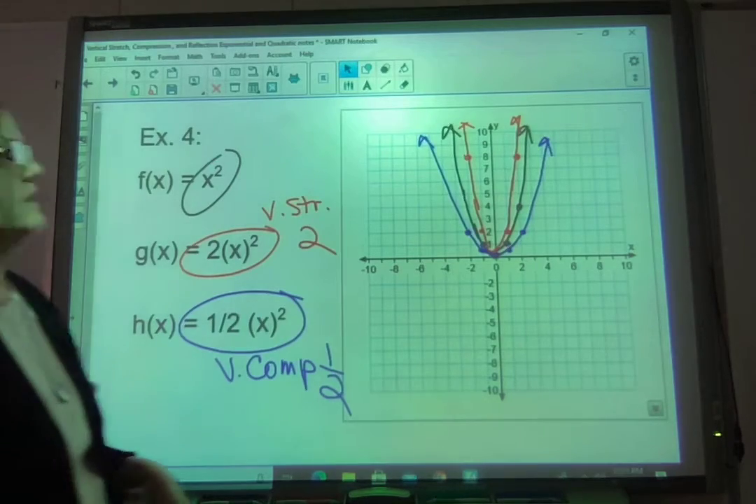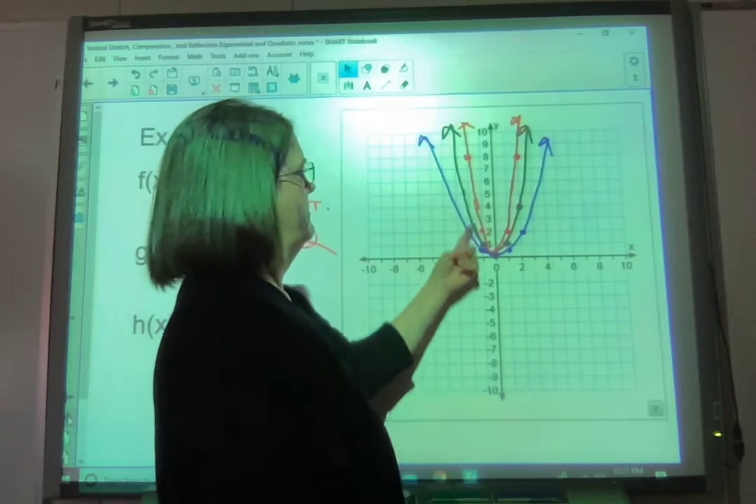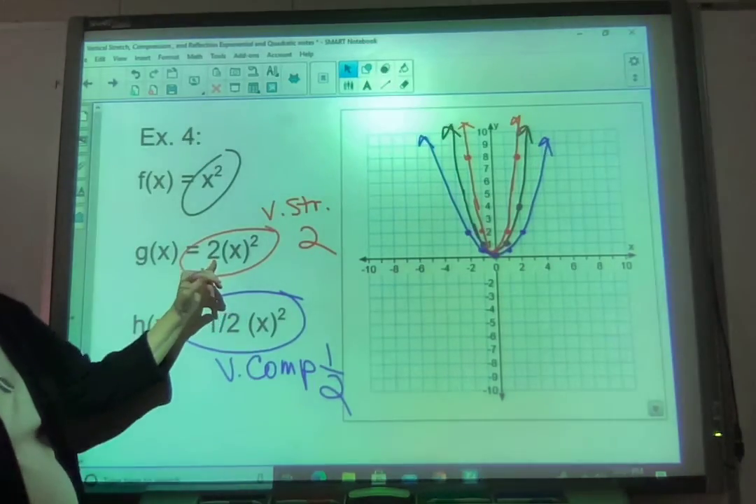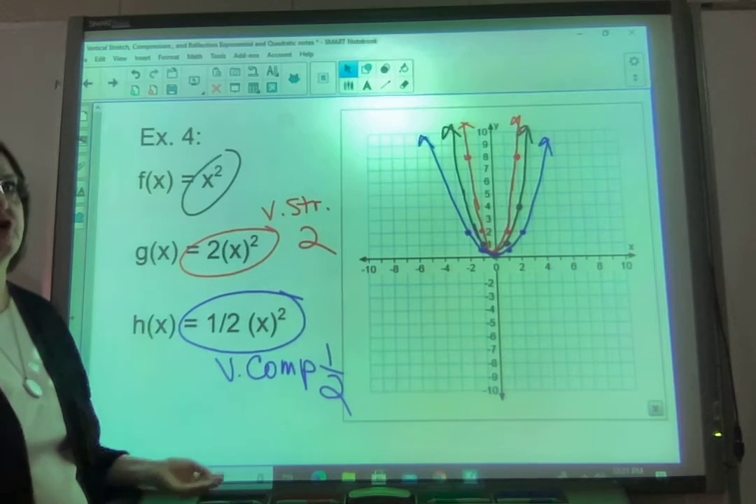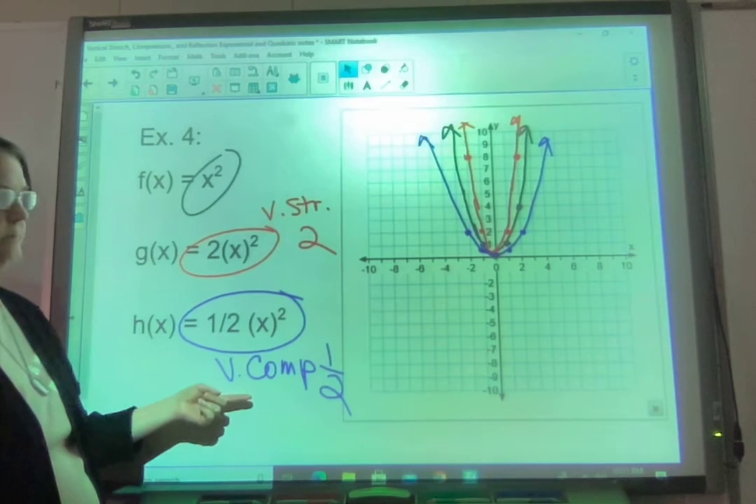This is quadratic. Quadratic x squared is in the black area here, okay? And when you stretch, again, a number bigger than 1 is a stretch. A number smaller than 1, I'm not sure I said that earlier, a number smaller than 1 is a compression.